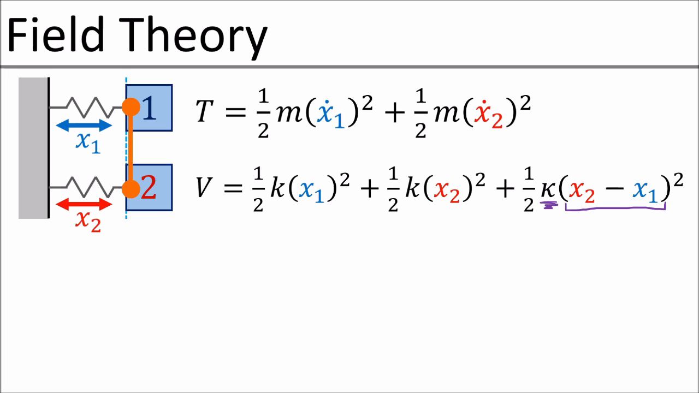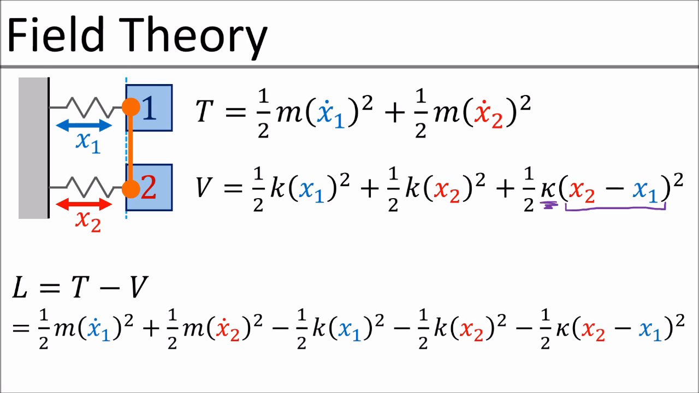If the x positions are the same, this term does nothing. But if there's a difference in the x positions, there is a restoring force that pulls the masses back together. So the Lagrangian for this system looks like this.